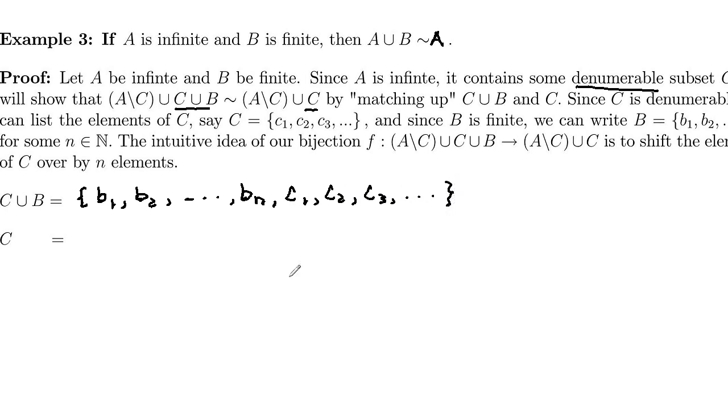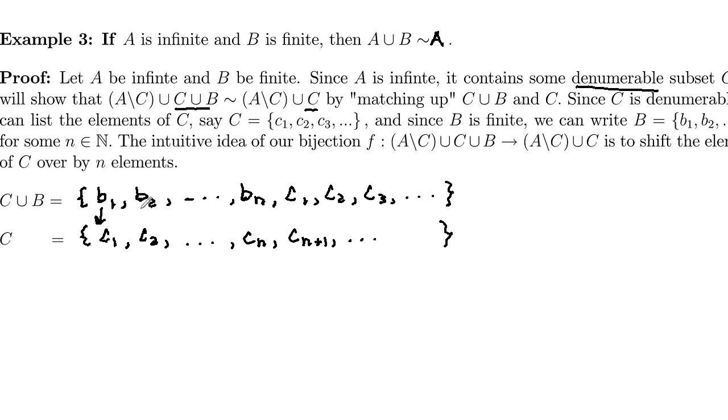So that's the elements of C union B, and then the elements of C are going to be C1, C2, etc. And then we're going to go out to C sub n, and then C sub n plus 1, and then keep going. So we can list the elements of B union C, we can list the elements of C, and then I got to tell you how to specify your one-to-one onto function. Well, just do it like this.